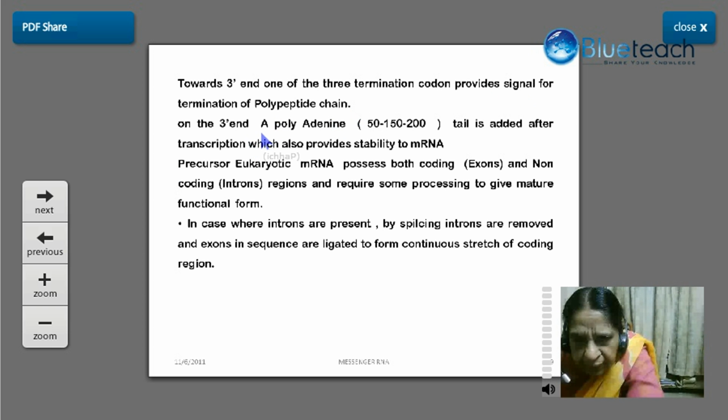On the 3' end, a polyadenine tail is added after transcription, which provides stability to messenger RNA. Precursor eukaryotic messenger RNA possesses both coding and non-coding regions and requires some processing to give the mature functional form.